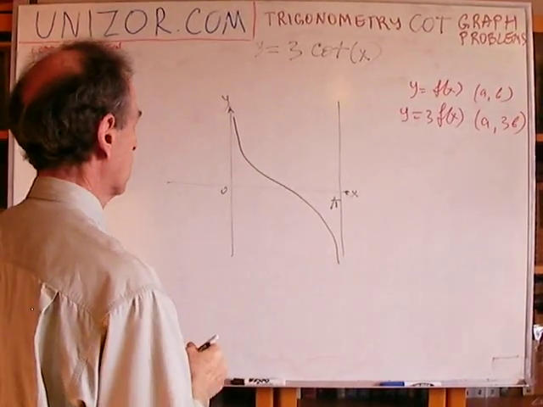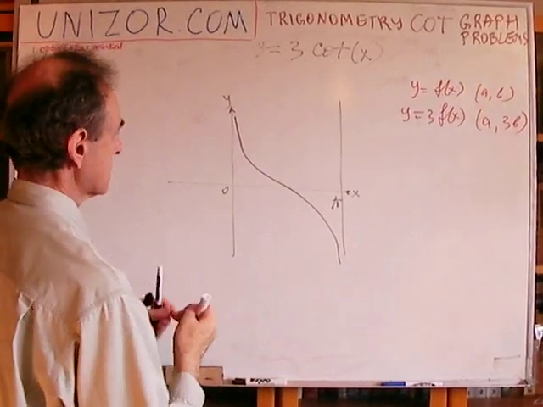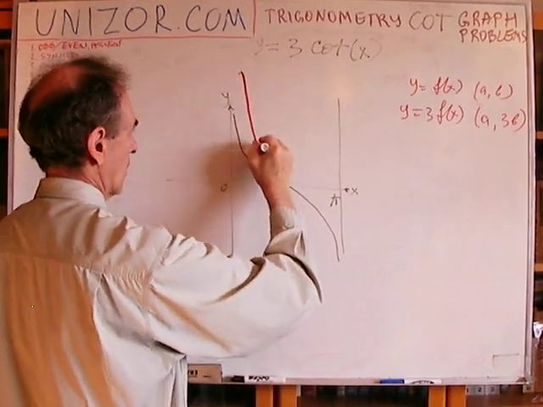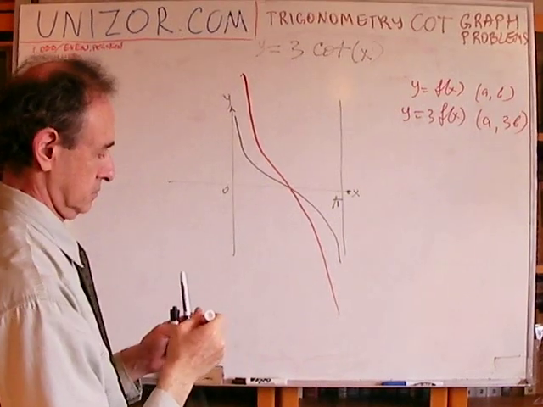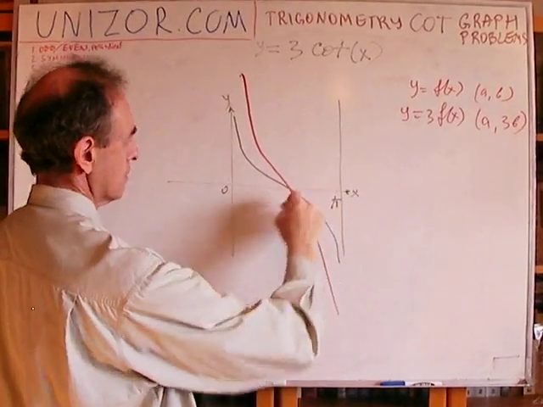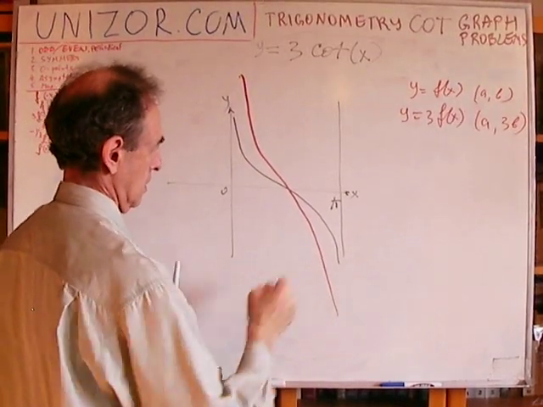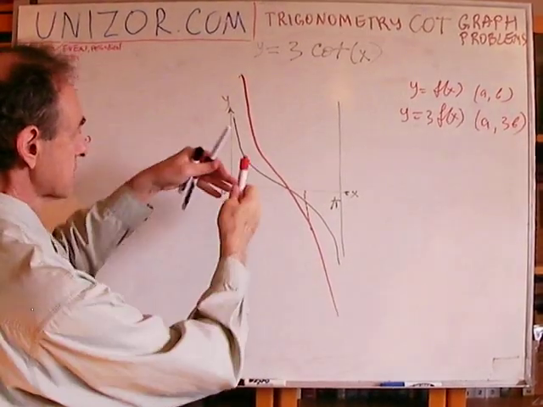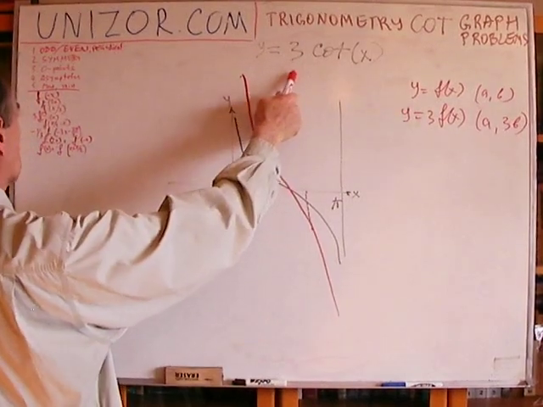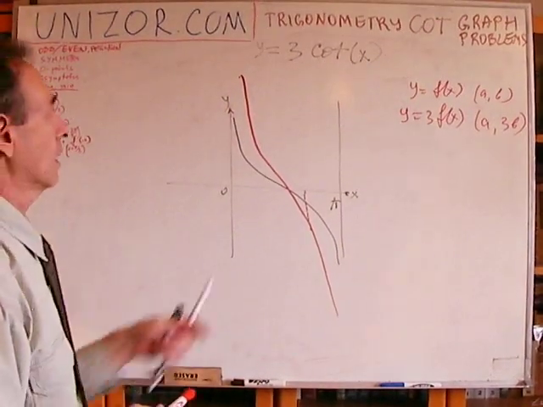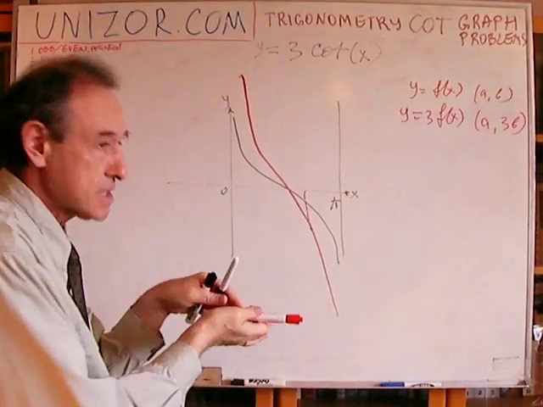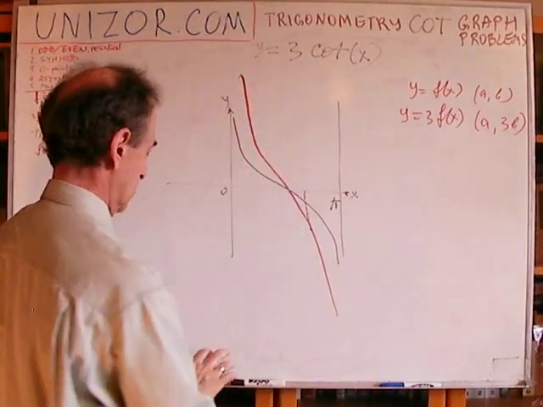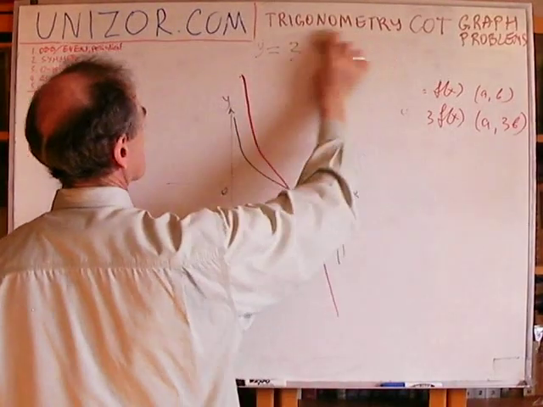Now my new graph would be stretched three times, which means every ordinate is tripled. So it's something like this. Whatever it was here, it's three times more here. So that's what stretching three times means. Obviously, if this coefficient is less than one, let's say it's one half, it would be squeezing. But anyway, every ordinate is multiplied by this particular factor. Okay, next.